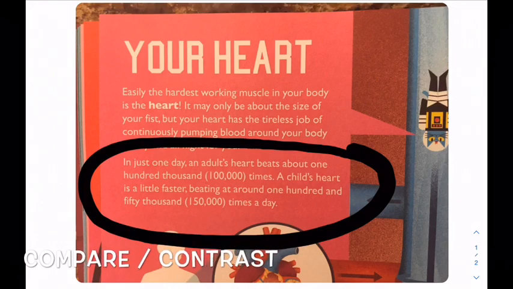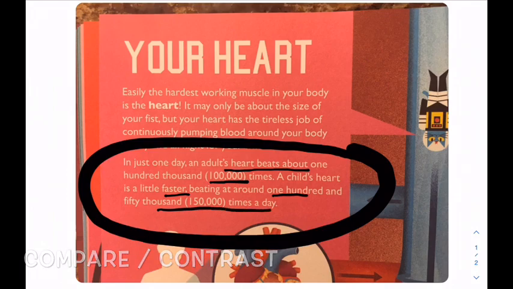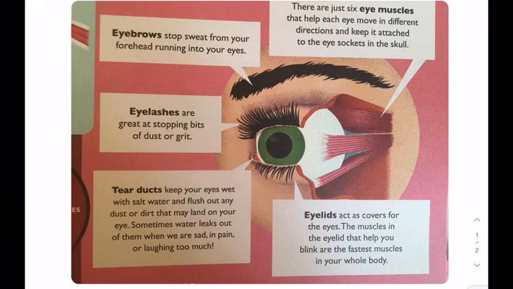As you can see from this section of the text, the author is comparing and contrasting the adult heartbeat to the child's. It says the adult's heartbeat beats about 100,000 times a day, whereas a child's heartbeat is faster, beating at about 150,000 times a day. In this section, the book focuses on the eyes and the purpose that all the different parts of the eye serve. We're going to focus on this section right here.